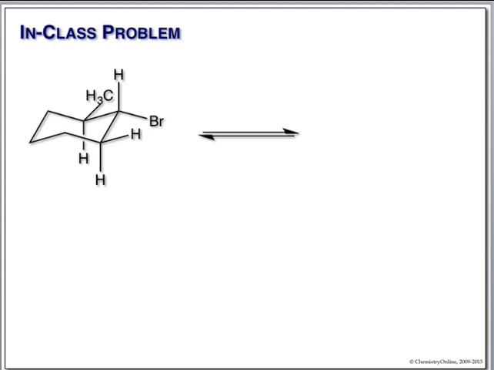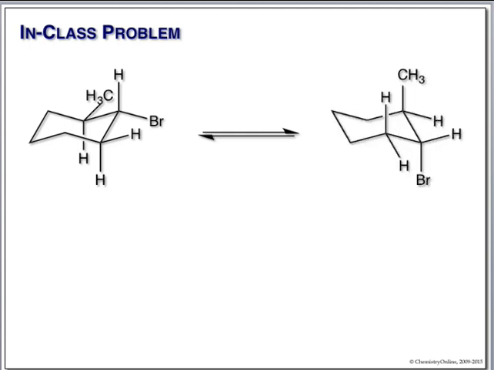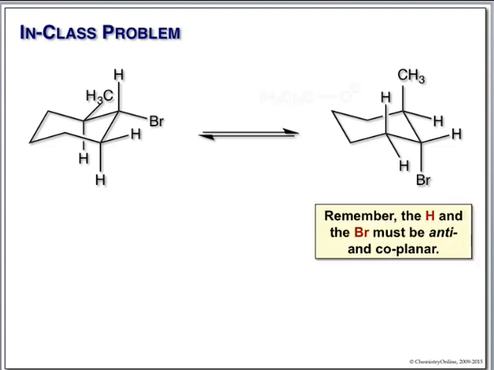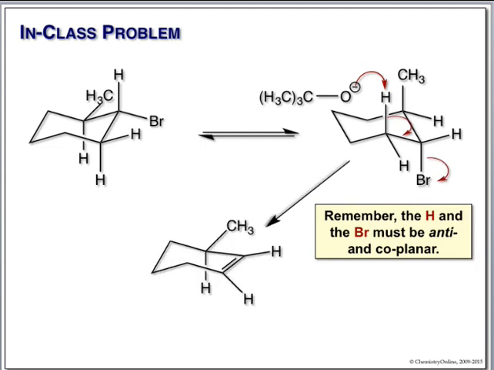Therefore, we're going to do a ring inversion here. Now I put my bromine axial. It's not happy there, but okay, I put it there anyway. Now, what is trans and coplanar with it? Here, bromine or methyl is. Hydrogen is not. Only this hydrogen is axial, coplanar, and trans. Therefore, this guy is the one that's removed. Tert-butoxide simply pulls off the hydrogen. Bromine leaves, and we make this alkene.